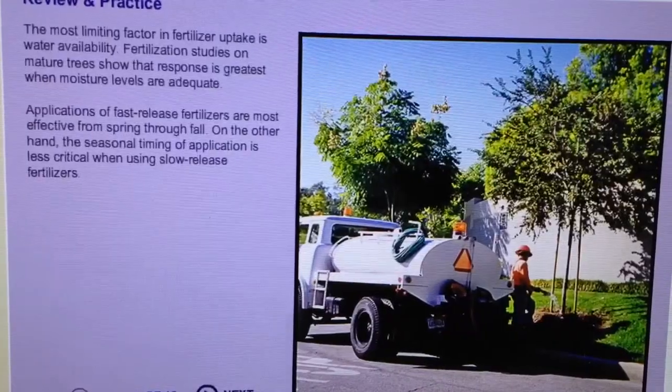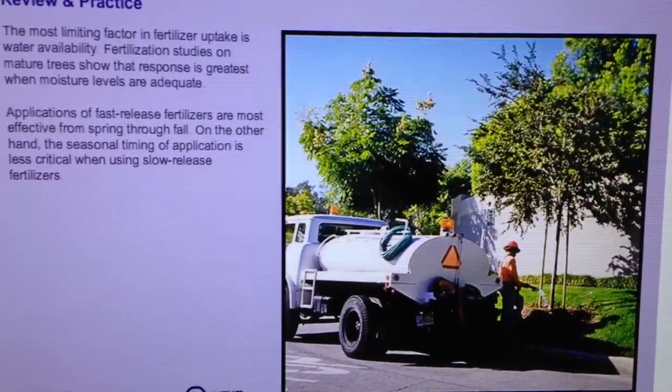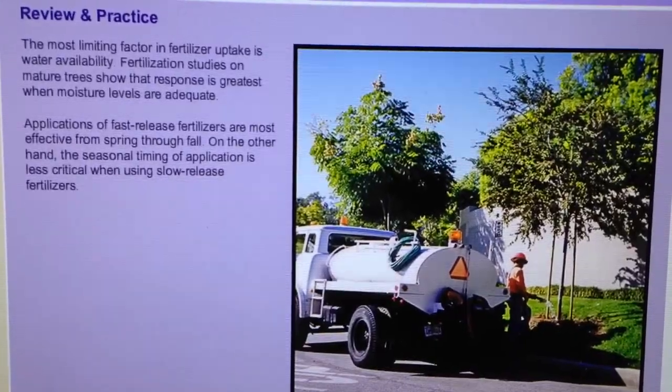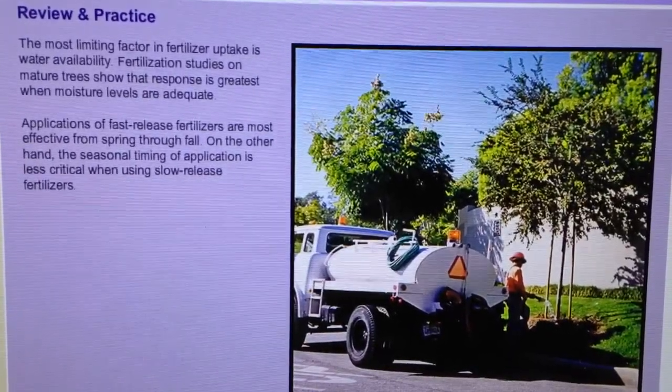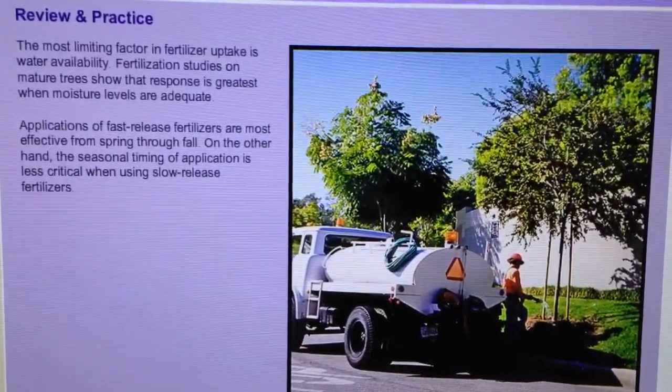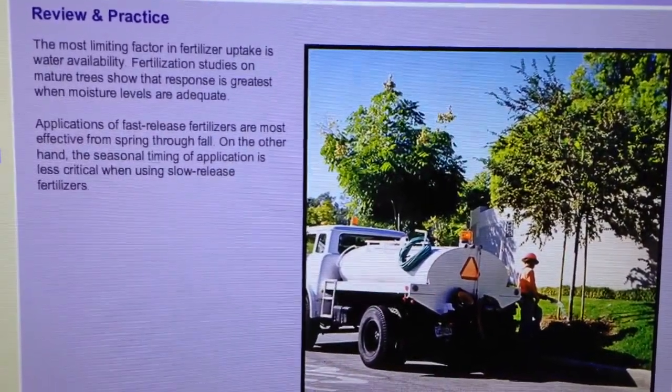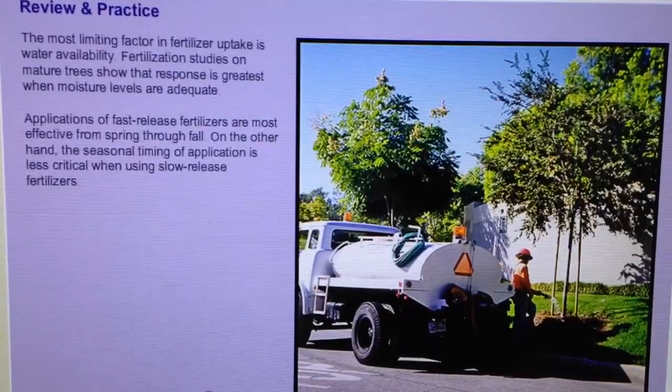Fertilization studies on mature trees show that response is greatest when moisture levels are adequate. Applications of fast-release fertilizers are most effective from spring through fall. On the other hand, the seasonal timing of application is less critical when using slow-release fertilizers.